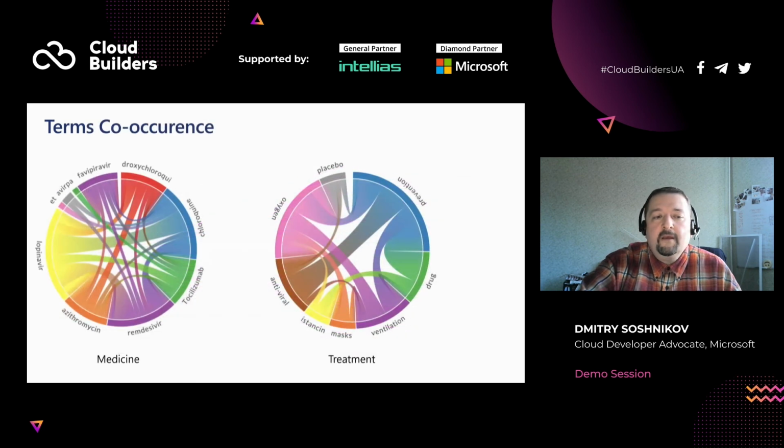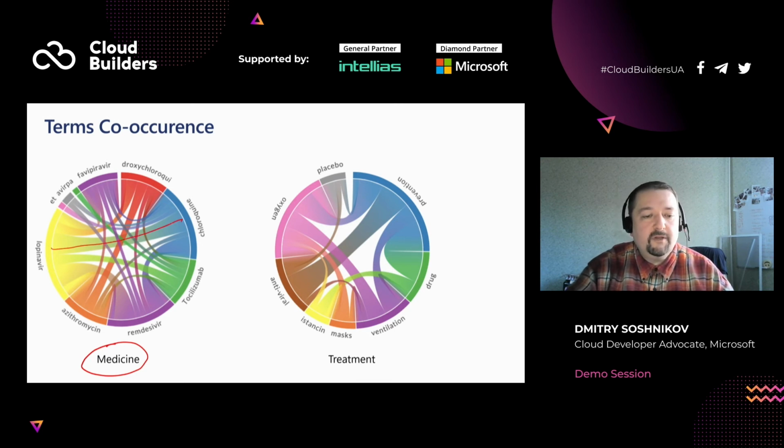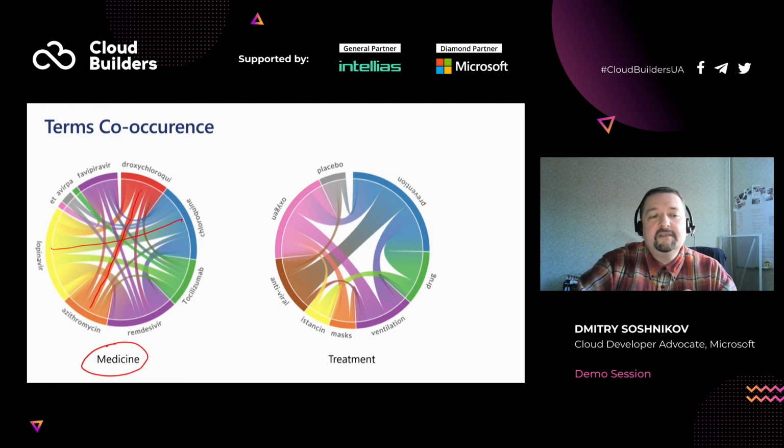What would also be interesting is to see co-occurrence of different terms. So, for example, you can try to see the co-occurrence of different medicines. And if you do this, this is shown here in the left diagram. You can see the combination of chloroquine and lopinavir, which was quite popular, and hydroxychloroquine and azithromycin, another popular combination. And you can in fact see on the diagram how often different medicines occur together in the same paper.